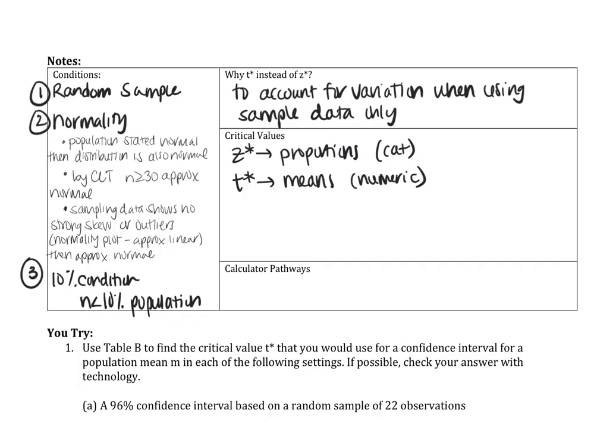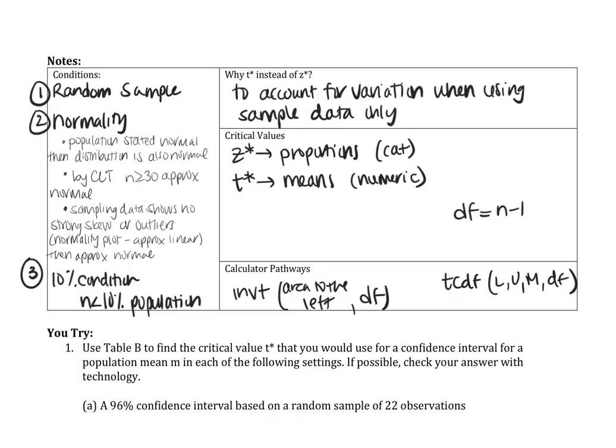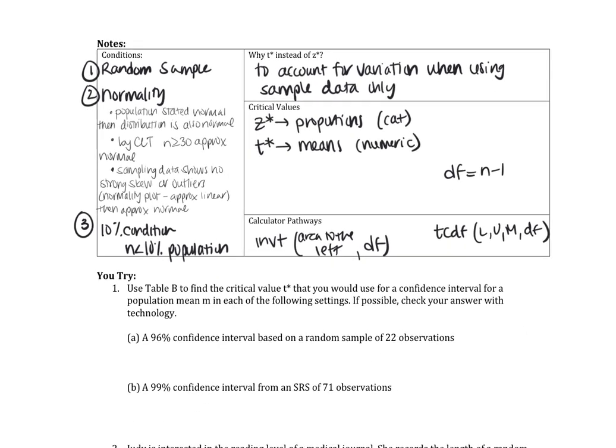Okay? For your T star, the degrees of freedom are equal to n minus 1 always. Okay? Your calculator pathway here, you use inverse T. And you use the percent area to the left, and degrees of freedom. There's also, if you wanted to find the area underneath a T distribution, you could use TCDF the same way as we use normal CDF. You got lower bound, upper bound, the mean, and then the degrees of freedom. Okay? And that's pretty much it for confidence intervals in regards to means.